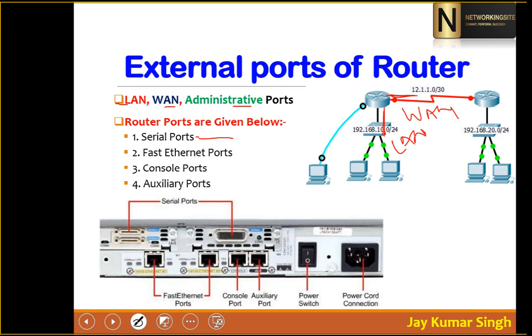Serial ports are used for connecting only routers to routers. You can use this serial port link only between routers. But this fast ethernet port is used for connecting your LAN, meaning switch to PC or direct PC. Even if you do not have a serial link, you can use a fast ethernet link to connect between routers. But serial is only used between routers. Serial cannot be used from router to switch or router to PC.